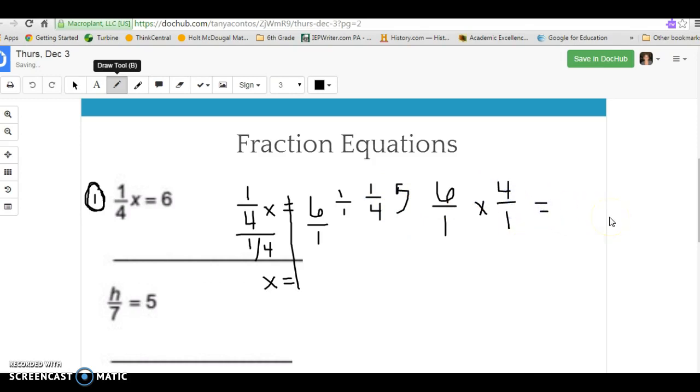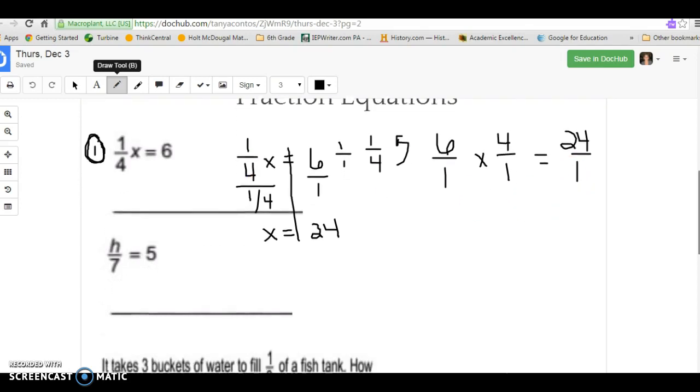Now we just need to multiply as normal. We have 6 times 4, multiply straight across, which is going to give us 24. We can put it over 1, but 24/1 is the same as saying 24. If you want to check your answer, since that's what x is equal to, take 24, multiply it by 1/4. So put 24 back in for x, and you will get 6. So there's an example of one where you had to divide.